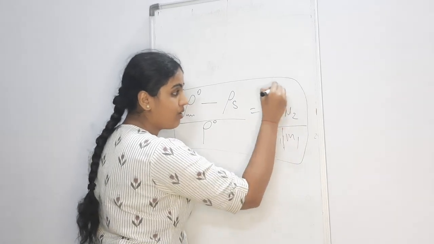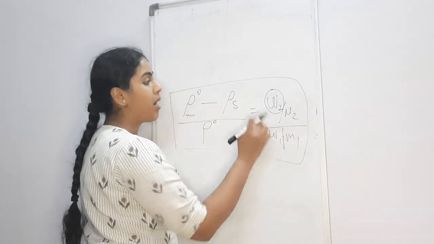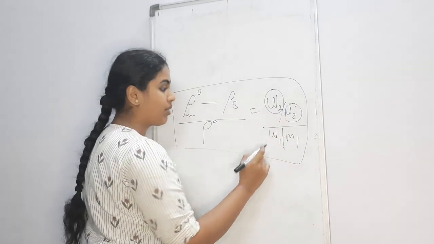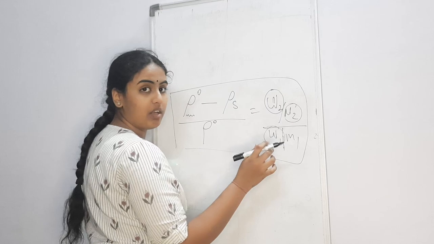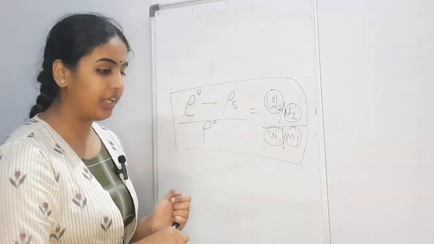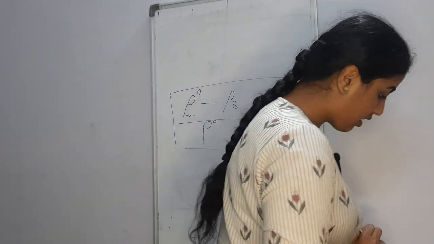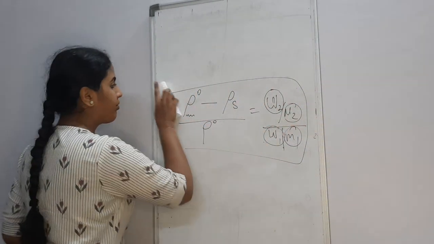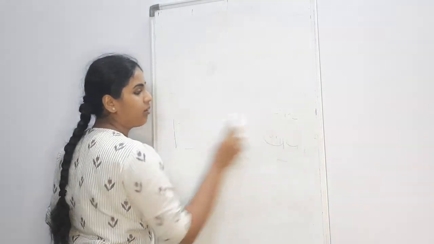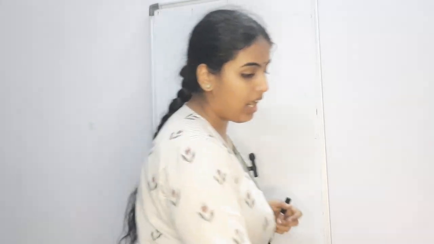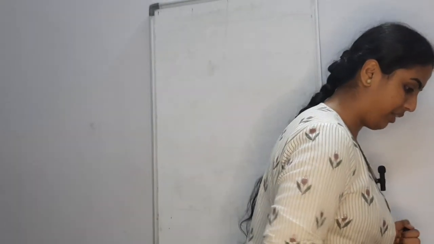In this, W2 is our given mass, or the mass that we're using, right? This is the molecular mass of the substance that we're using. This is the given mass of the solvent, and this is the molecular mass of the solvent, right? So that is all what relative lowering of vapor pressure is about. Okay. Now that we've talked about it, let's move on to elevation in boiling point.